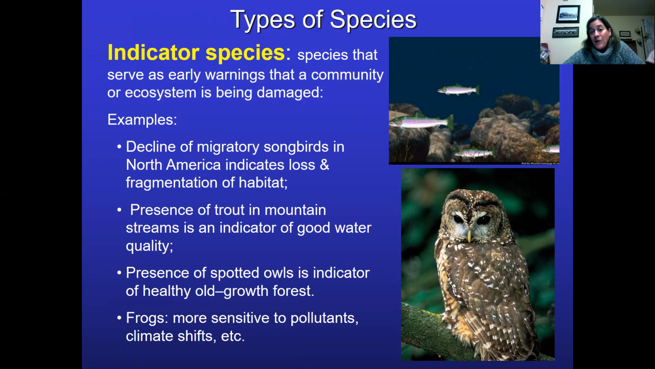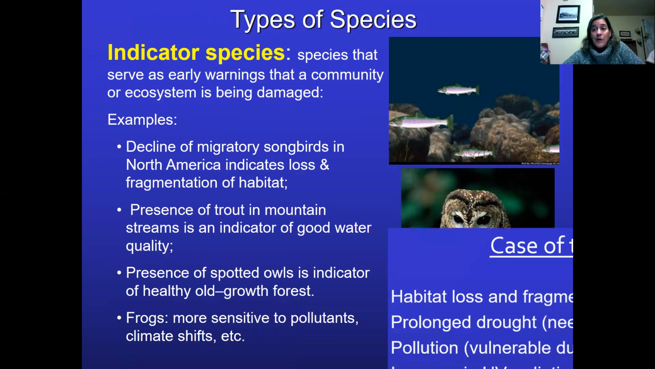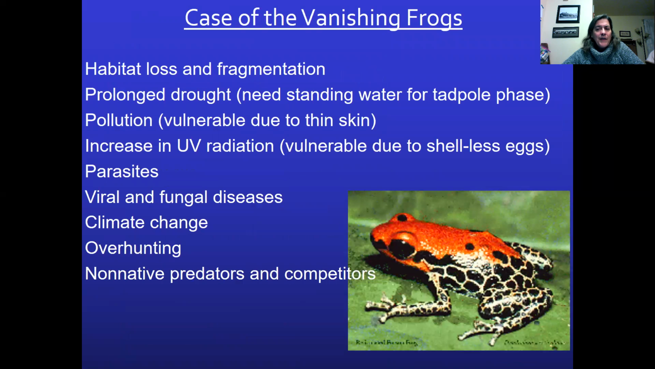Presence of trout in mountain water means that it's good clean water. The spotted owl means you have old growth forest, etc. And then frogs are highly sensitive to pollutants. So when you see frogs in trouble, it's a sign that there's some pollutant out there in the ecosystem. We're actually seeing a lot of frog species having a lot of trouble right now, and there are a lot of reasons for it. I'll let you read through this slide. But frogs are a pretty big indicator. Lots of different species are indicator species, and we're actually losing frog species pretty rapidly right now.